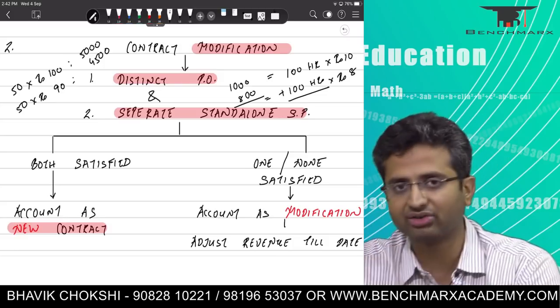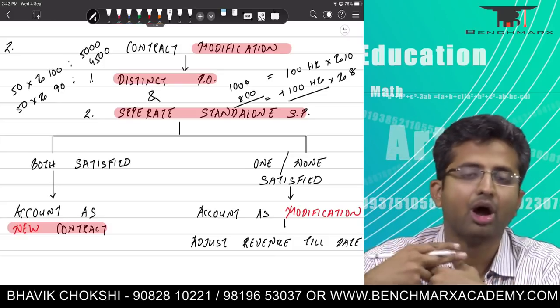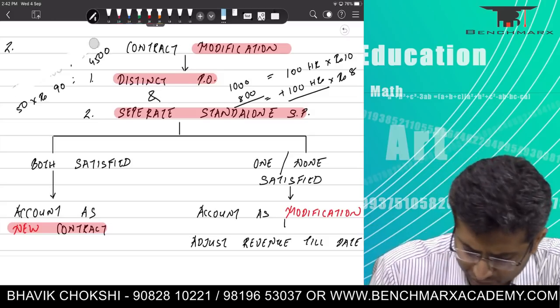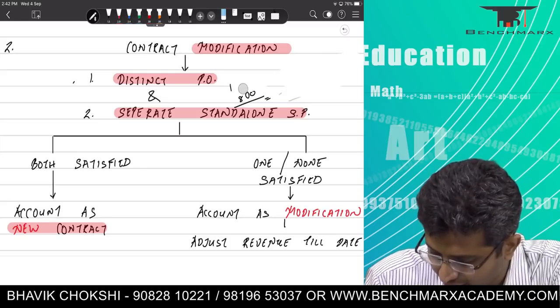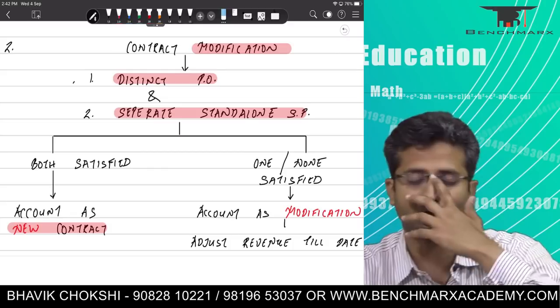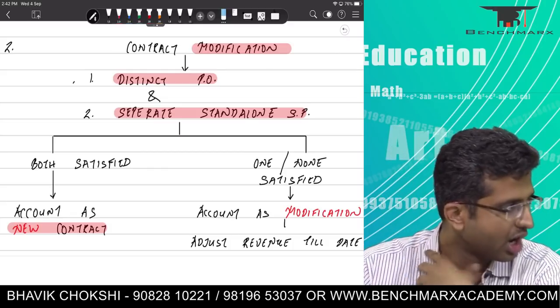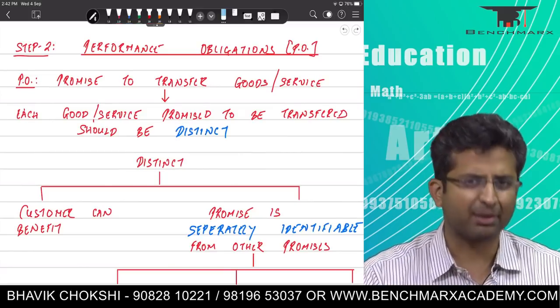What is distinct, what is separate standalone selling price, you will come to know in your step number 2 as well as step number 4 if you have already studied that. Okay, so this is about contract modification. Ideally, the institute has given it over here, so we discuss it alongside, but ideally it's better to be done after step 2 and step 4 are covered respectively. Okay, next we go to step number 2.